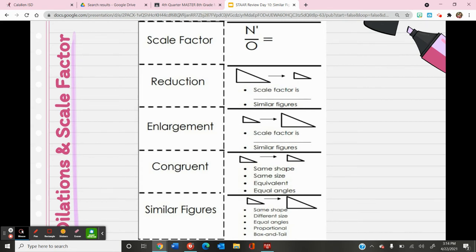Now, we use a scale factor to multiply both our x and y values to dilate an image. So to find our scale factor, we can take our new over our old. Now we can do this by dividing our side lengths, or we can divide points. Then we have a reduction. So here I started off with a big triangle and this went to a smaller triangle. So here this tells me that my scale factor is less than 1.